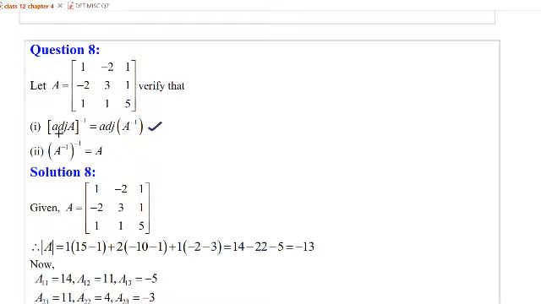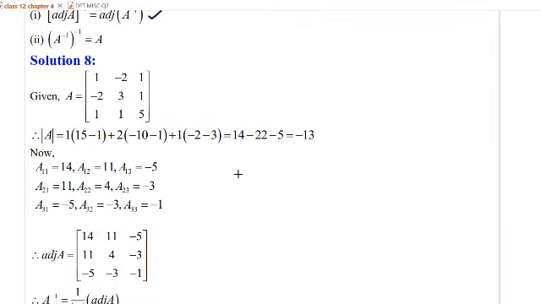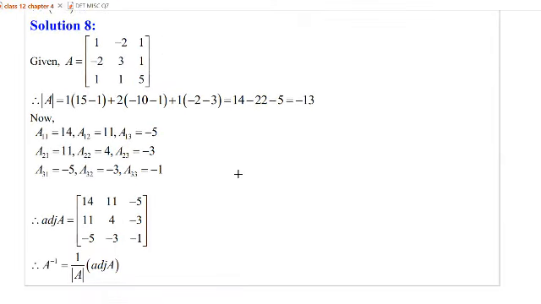In the first, the adjoint A needs to be calculated and then its inverse we'll find. And in the second, first of all, A inverse will be calculated, then its adjoint we have to find. So this is part 1, and in part 2 you will show that the inverse of A inverse is actually A. So matrix A is already given here. First of all, we'll find the determinant.